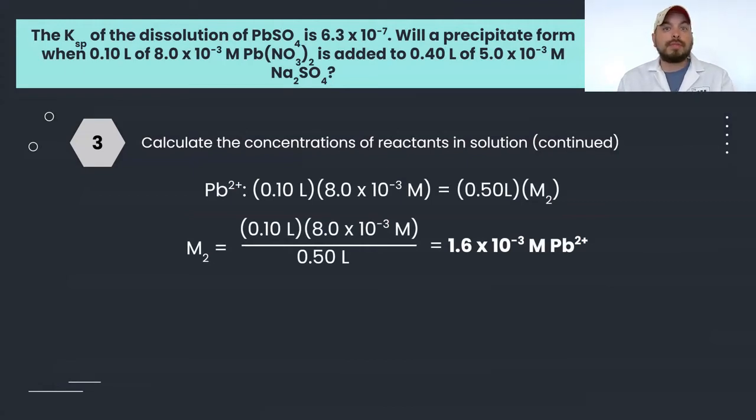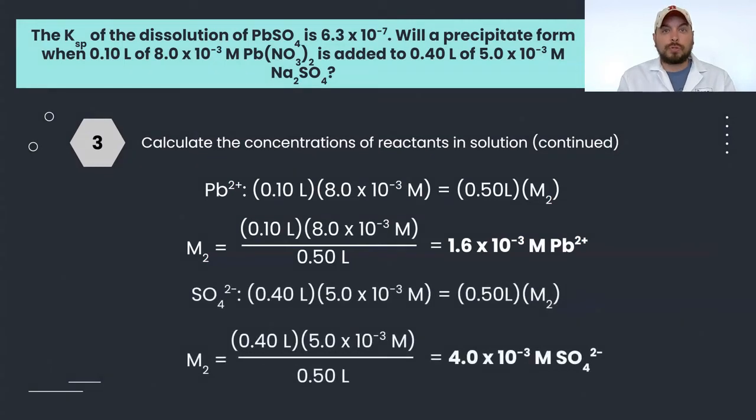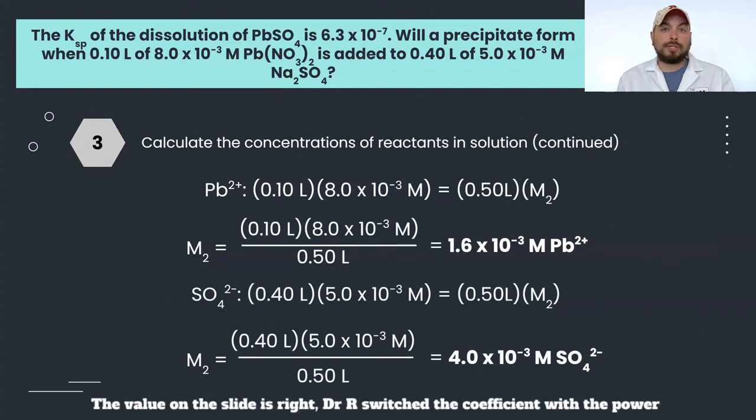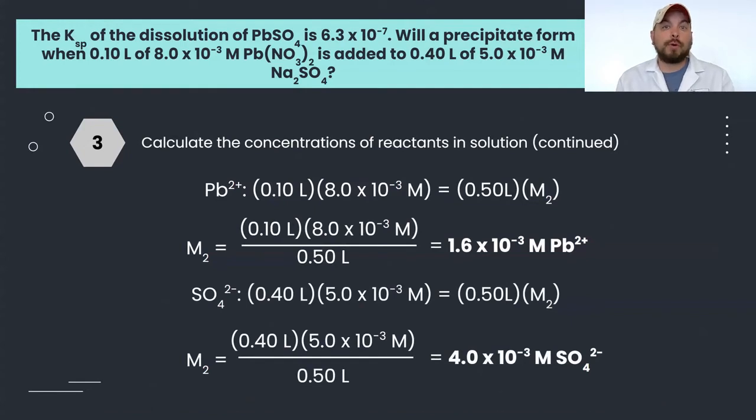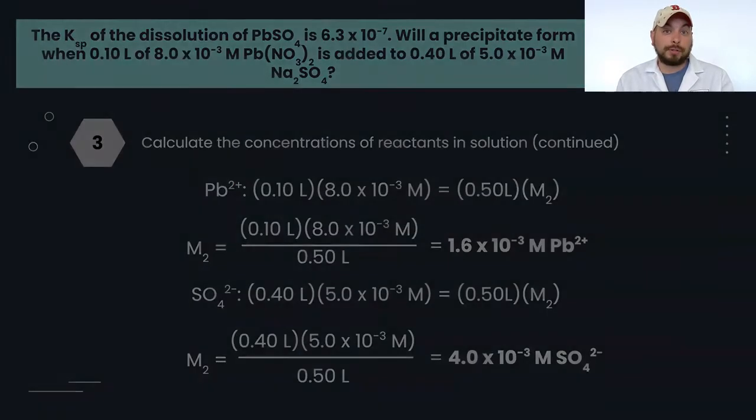I do the same thing with the sulfate ion. So I need to find the number of moles of sulfate ion that I added, then divide by the 0.5 liter total volume. This gives me my new concentrations, where lead's concentration is 1.3 times 10 to the negative 6 moles per liter, and sulfate's concentration is 4.0 times 10 to the negative 3 moles per liter.